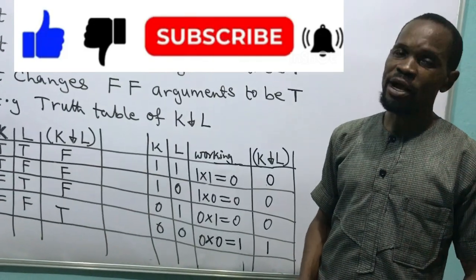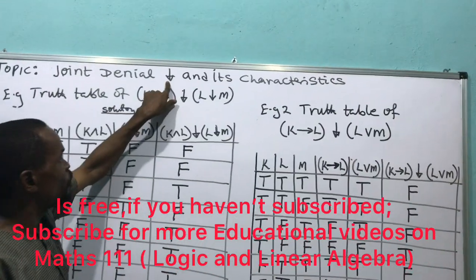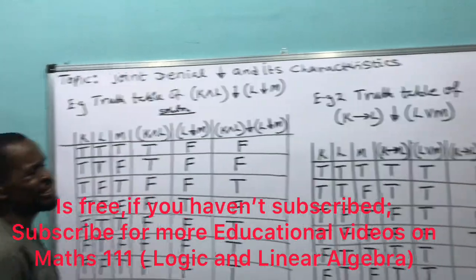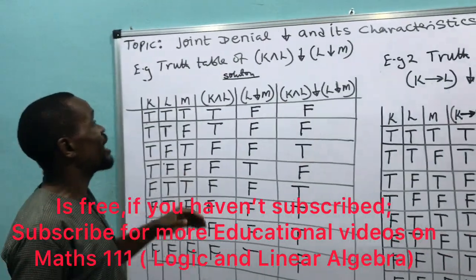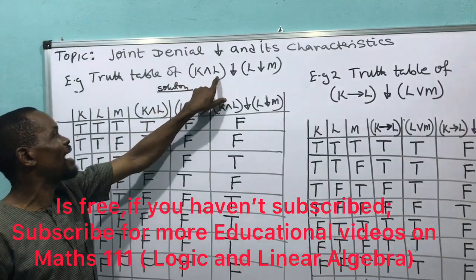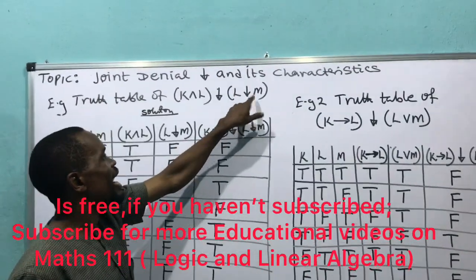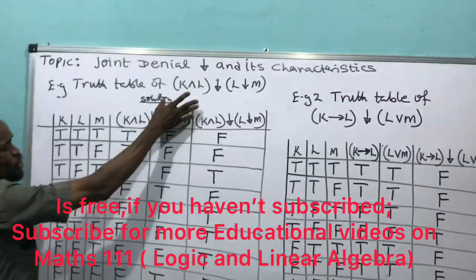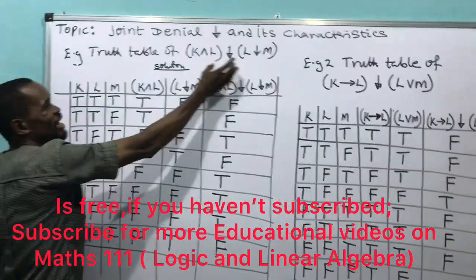Can we see more examples of it? Topic: joint denier, the symbol and its characteristics. We are giving one example on joint denier, to see how he judges two arguments. The example says: truth table of K AND L joint denier L joint denier M. I'm going to do this as I normally do in my calculator. I will do this, and after doing this, I will do this.